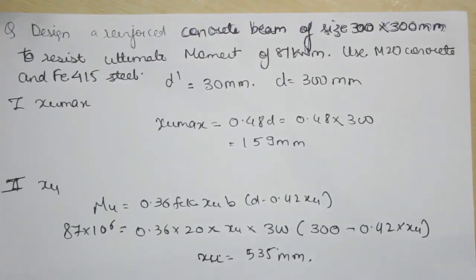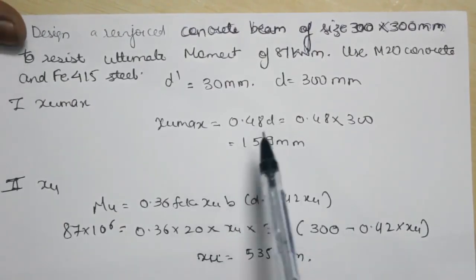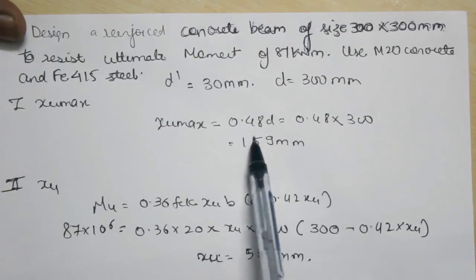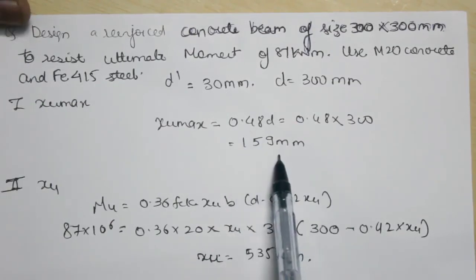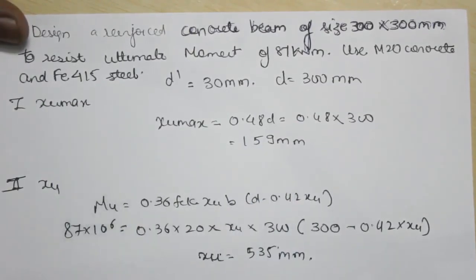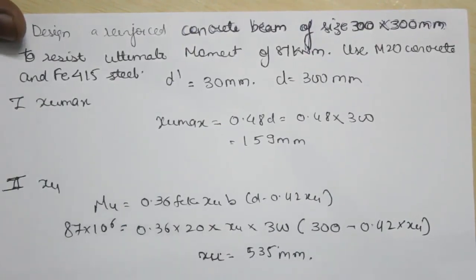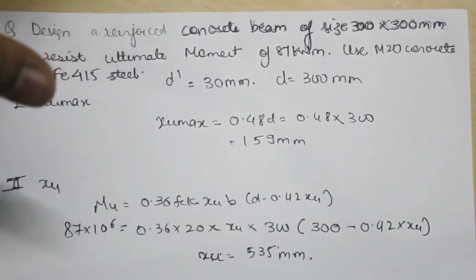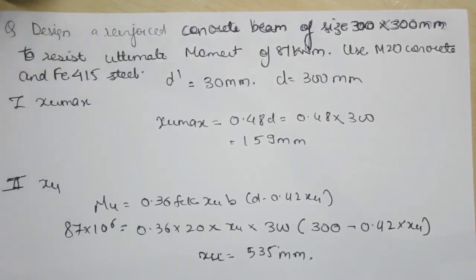So let's start now. Always the basic step would be to calculate the value of the limiting depth of neutral axis, that is XU max, and the actual XU. For Fe415 steel it is 0.48 D, so I got it as 149 mm. Now for the actual depth of neutral axis, we will assume that this beam is a singly reinforced beam, because in the problem it is not given that it is a doubly reinforced beam.